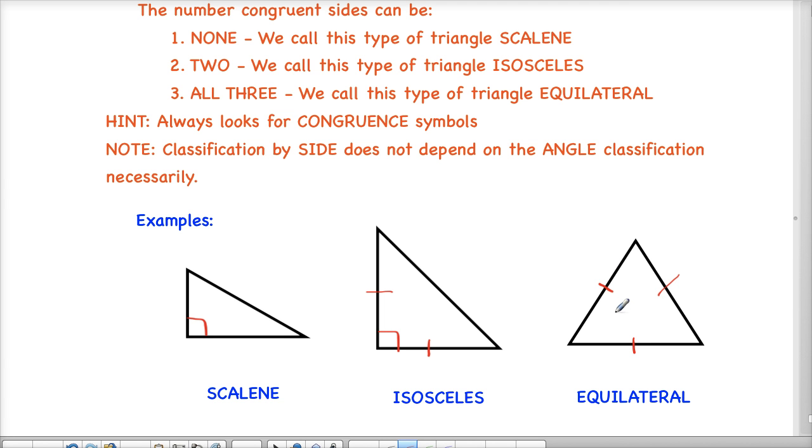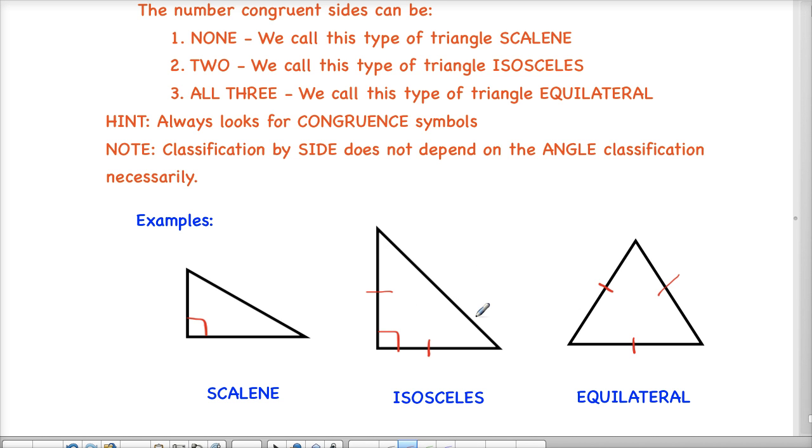And then over here, this is what's called an equilateral triangle, and that's because all three sides are marked to be congruent, okay? So scalene triangles are not necessarily always going to be right triangles, right? They could look different, and isosceles aren't always going to be right triangles. So like I said, don't worry about the angle classification in relation to the sides necessarily. Really what you're looking for in all of these is the congruent symbol to check either none, two, or all three, okay, to fall under scalene, isosceles, and equilateral.